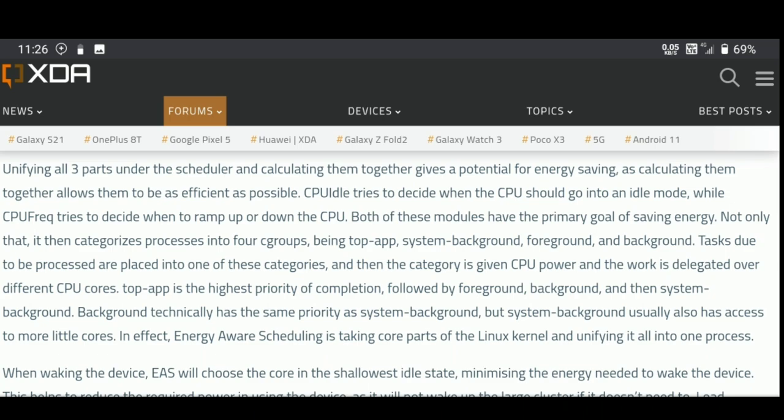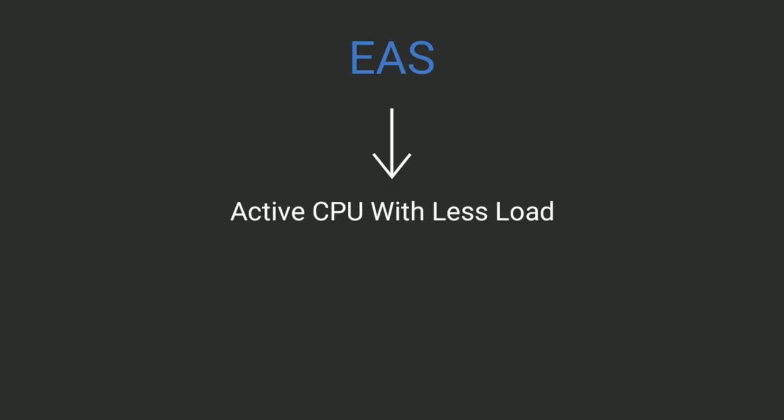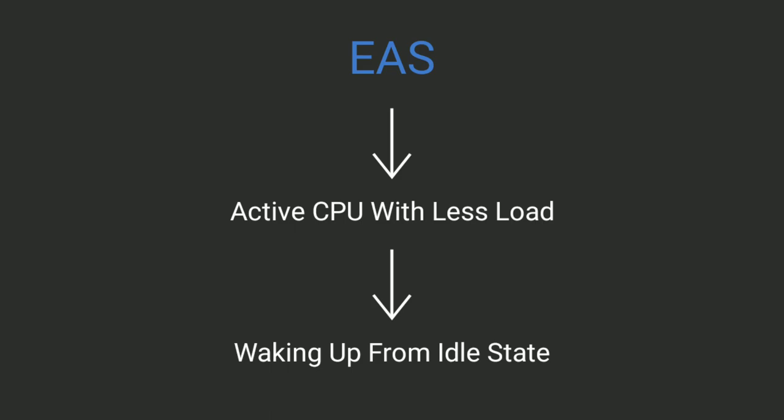CPU idle decides when the CPU should go into idle mode, while CPU frequency decides when the CPU should increase or decrease its frequencies. For example, if you need to wake up a device from idle state, the kernel will give the command to a less active CPU instead of waking up other idle CPUs, which will save energy in the end.